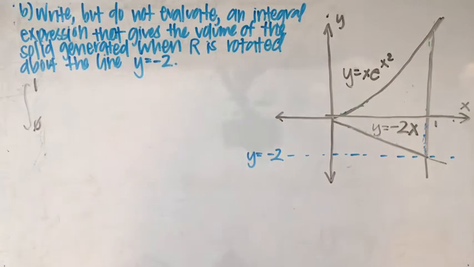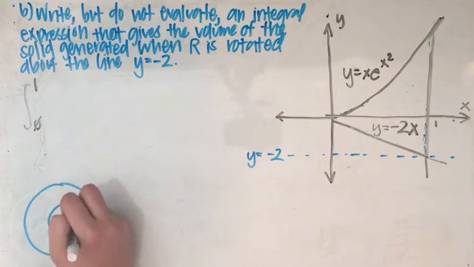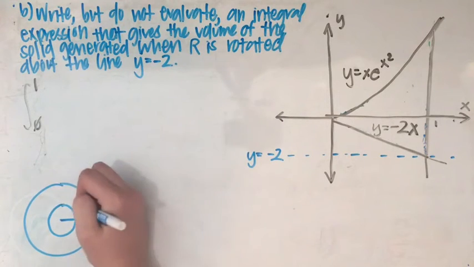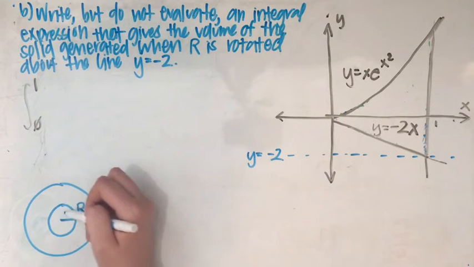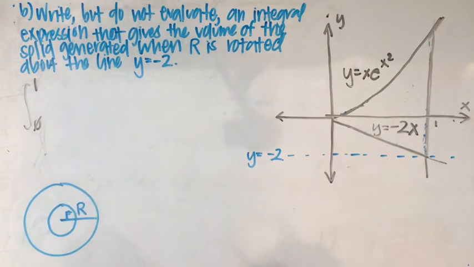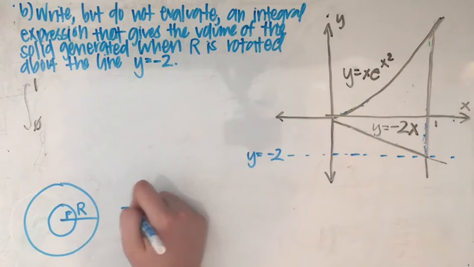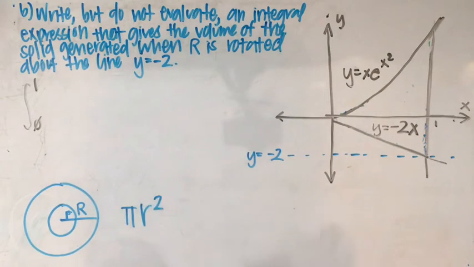So in order to find the area of the big washer, it's going to have this radius capital R, right? Whereas the small washer will have this radius, and we'll call that lowercase r. And we know that the area of a circle is pi r squared, right? So we want to find the area of this washer, the area between these two circles. We're going to have to subtract this area from this area.